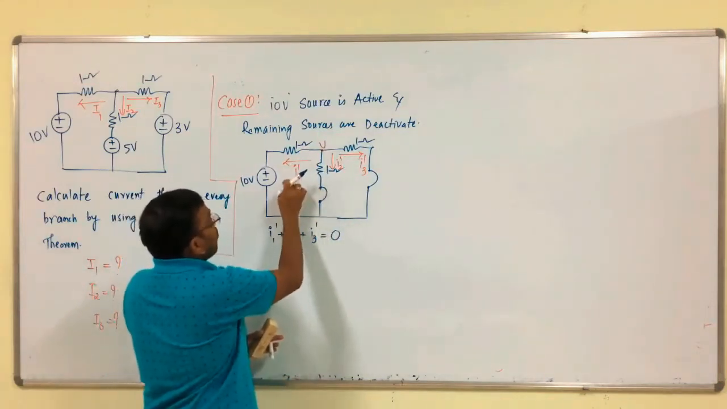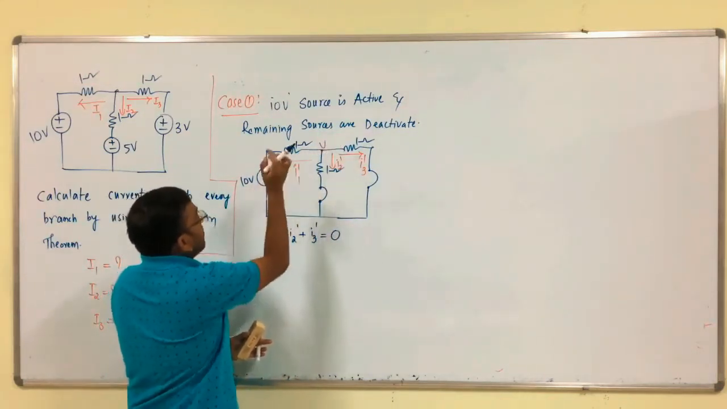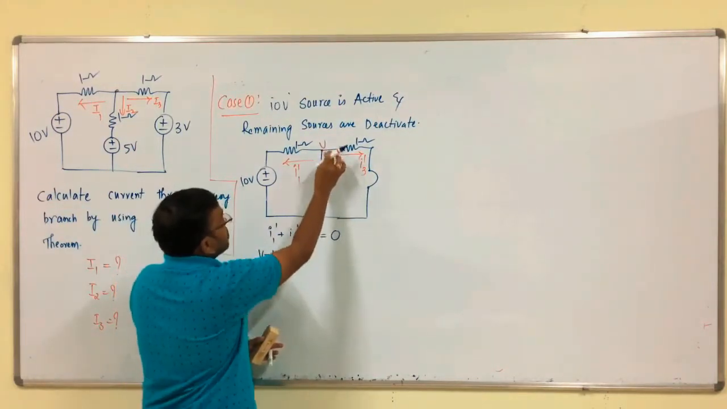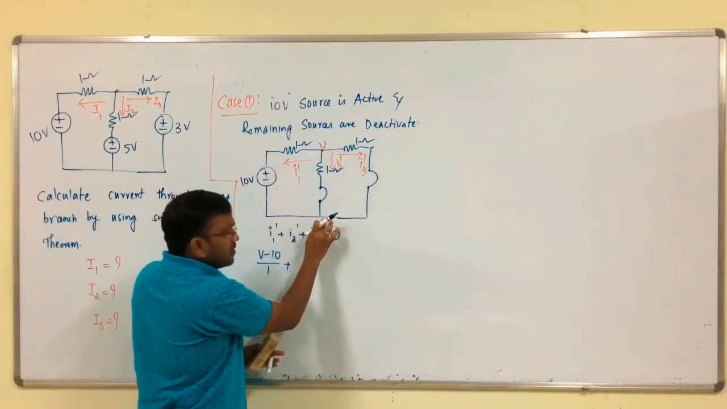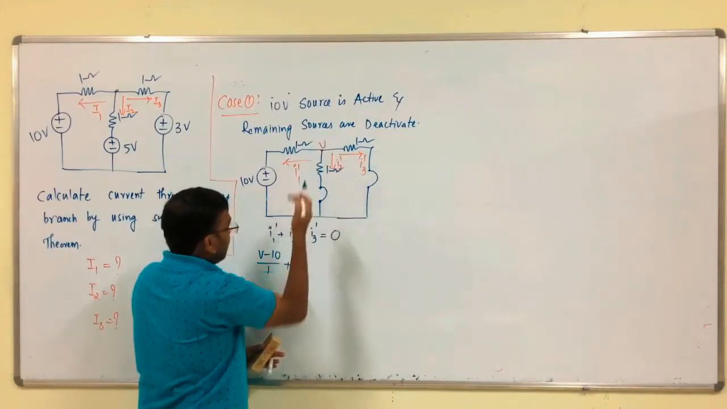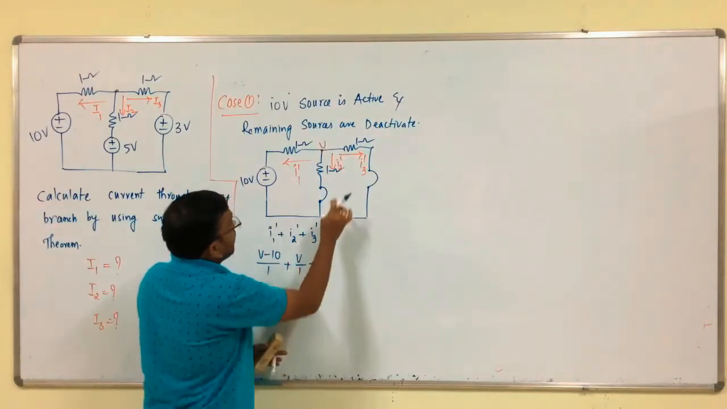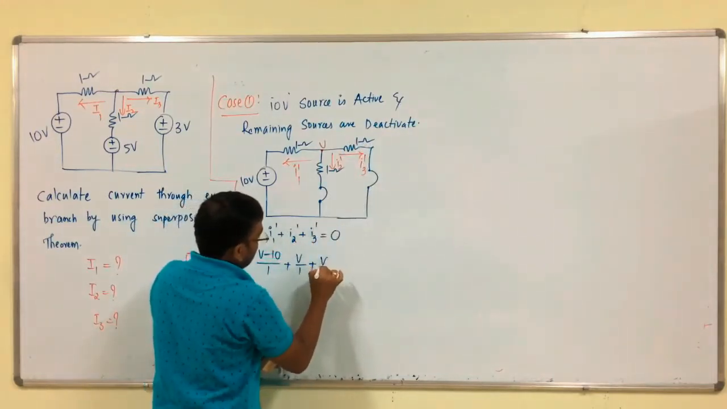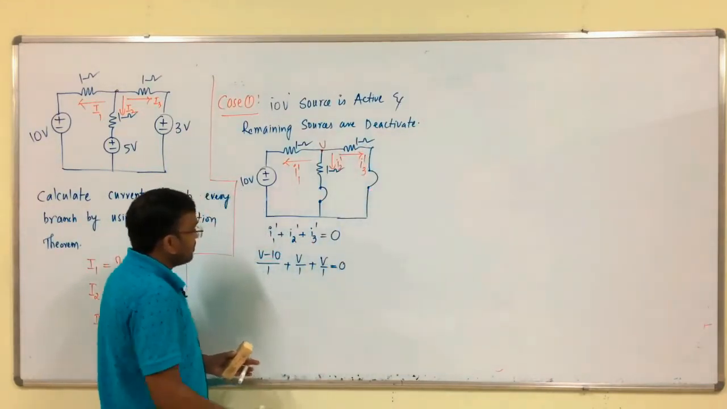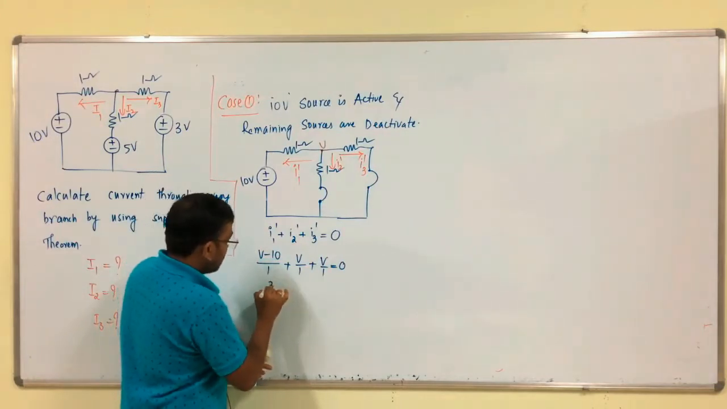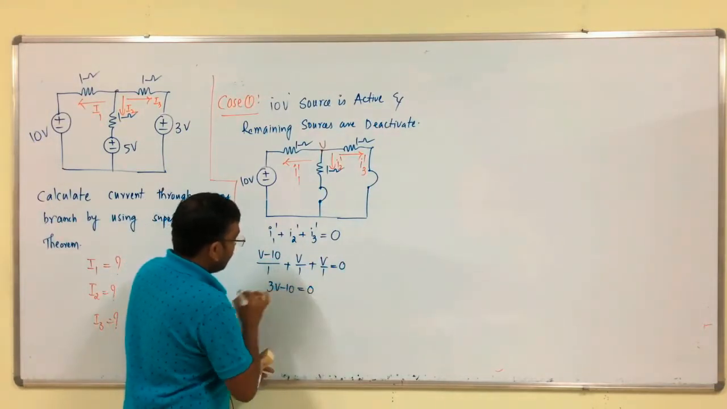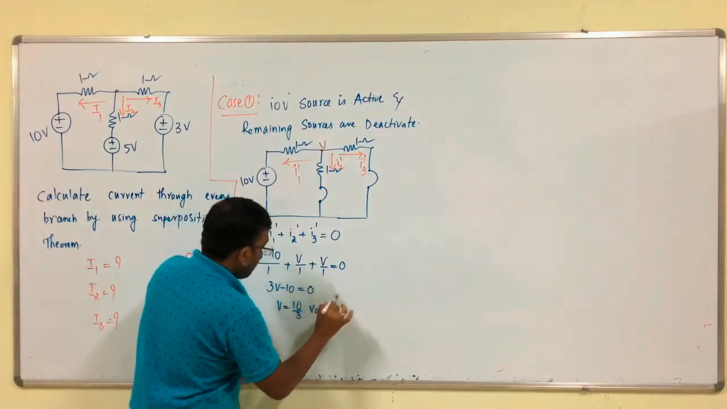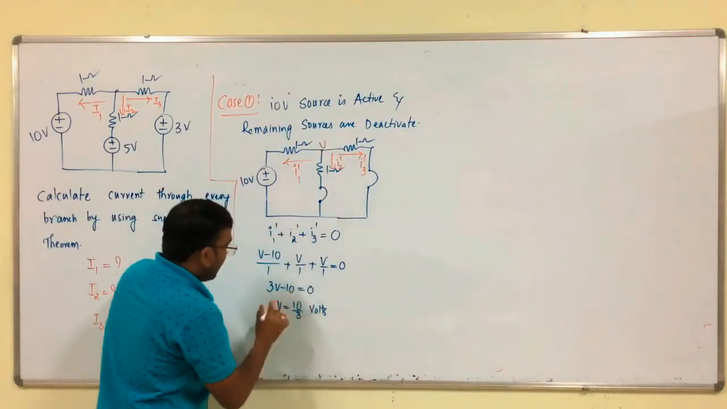Then I1 dash is (V minus 10) by 1, plus I2 dash, which is V minus the reference voltage 0, so V by 1, plus I3 dash, which is (V minus 0) by 1, equals 0. So 3V minus 10 equals 0. From this V equals 10 by 3 volts. So this voltage is 10 by 3 volts.